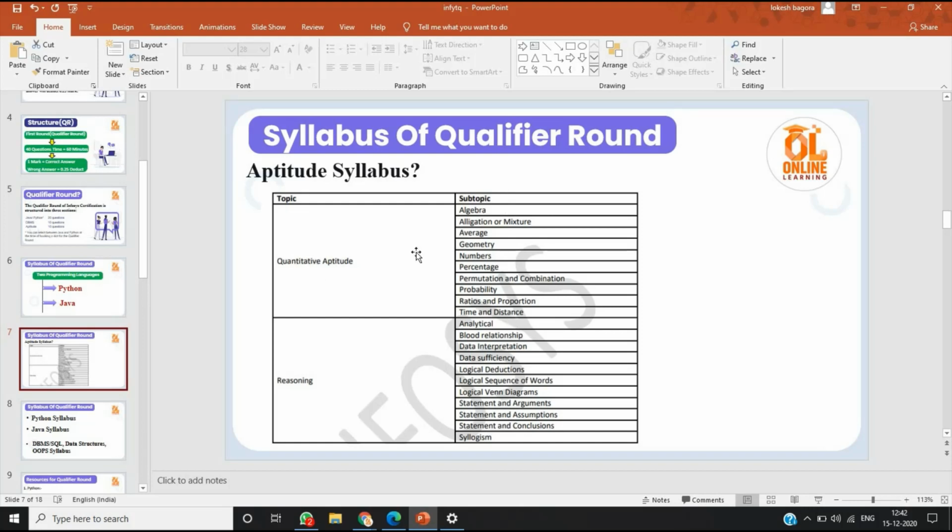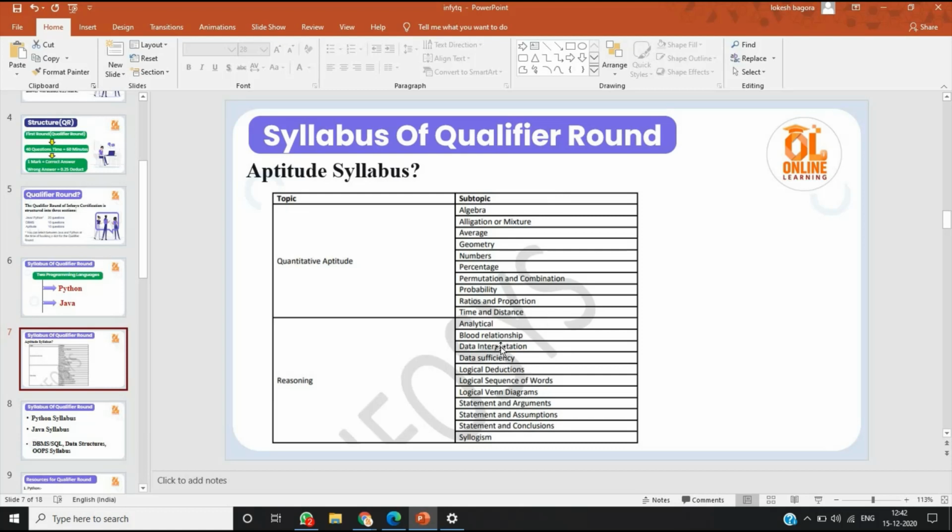In quantitative aptitude, there are topics like algebra, alligation or mixture, average, geometry, number, percentage, permutation and combination, ratio and proportion, time and distance, and probability. So friends, these are the basic topics that we discussed below, as in the video already, that this is the syllabus for the aptitude.